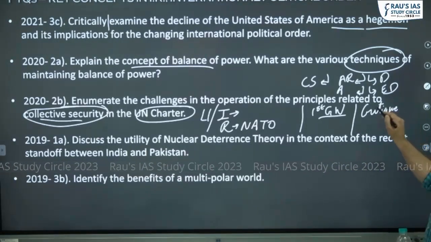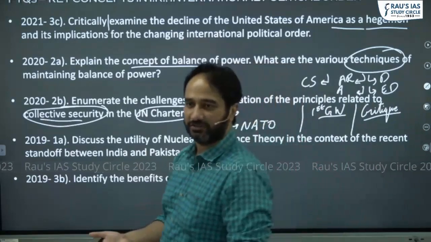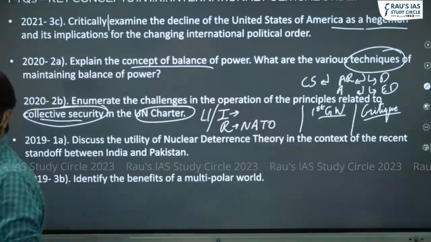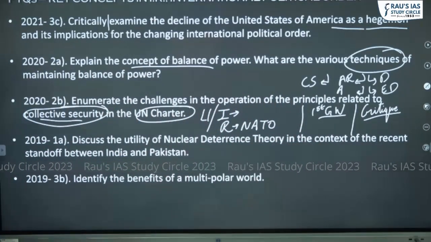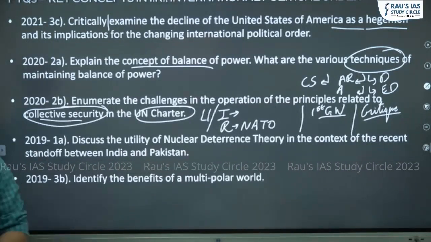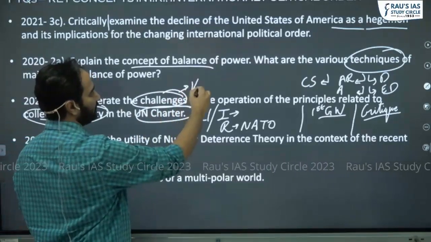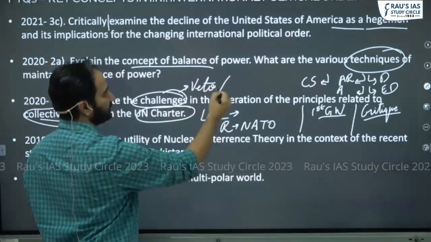What is the primary critique? Veto power of the great powers. It doesn't work actually at the end of the day. What are the other challenges? Veto power is one of them because it's talking about challenges. So you have veto as a challenge. What else?